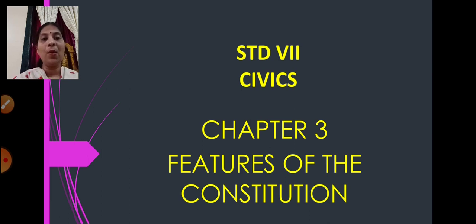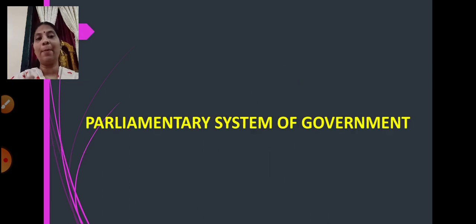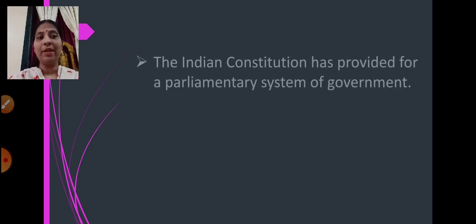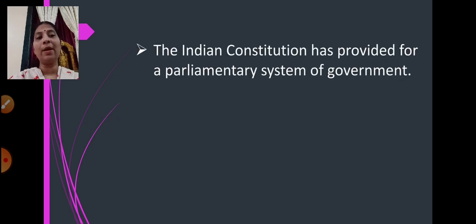Now today, what we are going to learn first is the parliamentary system of government. The Indian Constitution has provided a parliamentary system of government. Now what is Parliament? Since we have adopted the principle of democracy, we have a parliamentary democracy, whereby it is the rule of the people, isn't it?